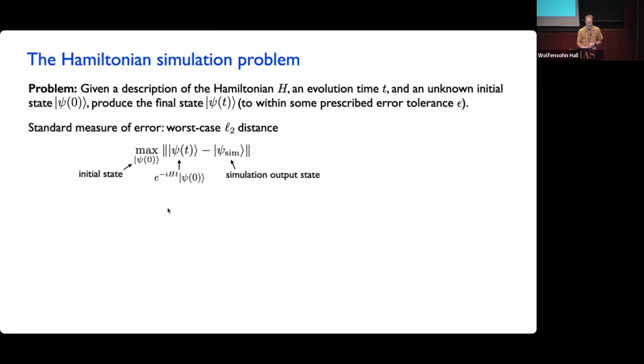Okay. So we have to think about how we're going to measure error, and for most of the work that I'm going to talk about in this talk, and for most of what's done in the literature, although this is not exclusively the case, we're going to think about the worst case L2 distance. So we're going to ask that the norm of the difference between the state that we prepare, so that's this psi sim, and the actual time evolved state psi of t, is at most epsilon.